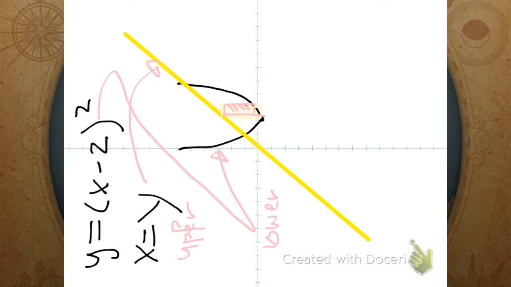We're trying to see where they are at the same time, so we want to know where they're equal. I want to do it without guessing. I'm going to set them equal to each other: (x minus 2) squared is equal to x. Why? Because I'm trying to find the x values where they're equal. Now how are you going to do that?